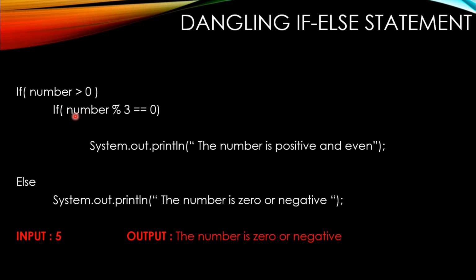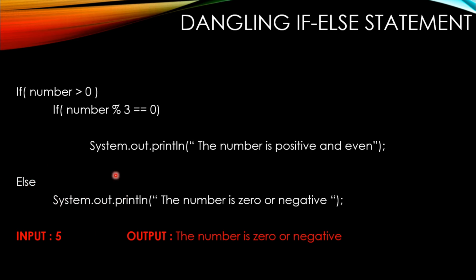If number mod 3 is equal to 0, is 5 mod 3 equal to 0? No. But it thinks that this else is basically an alternative to this one. That is, if this doesn't fire, this else is the next part. It must execute.